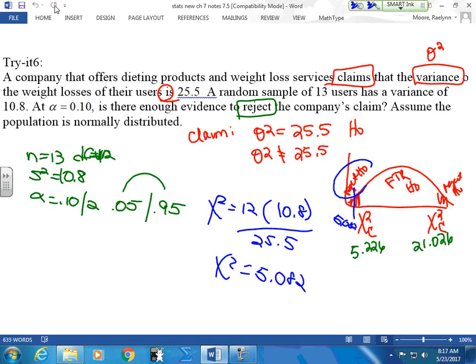So what's my decision? Not reject claim, reject H0. If I reject the claim, I don't like it. I'm not going to support this claim, but I got to use the right words for this. So I go to my chart, my claim is my H0, I reject H0, I say there is enough evidence at a level of significance of 0.10 to reject the claim that the dieting product's variance of the weight loss is 25.5. Done.